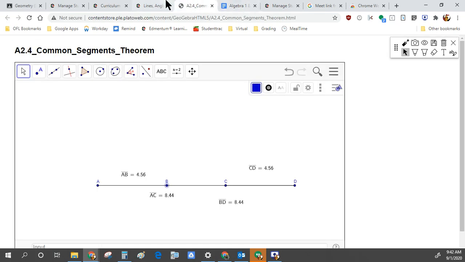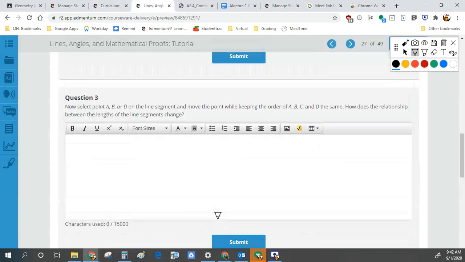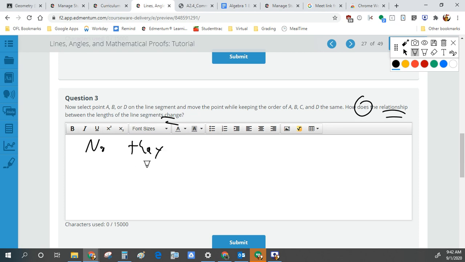I always think these exercises are a little pointless because it's a special condition that makes it equal. So it's kind of weird to me that they're like, oh, do it. What do you see changes? Does the relationship change? It does not change. No, it doesn't. They are always congruent.